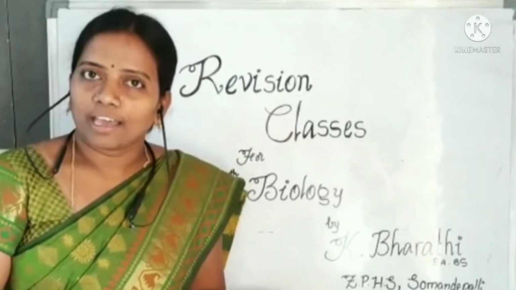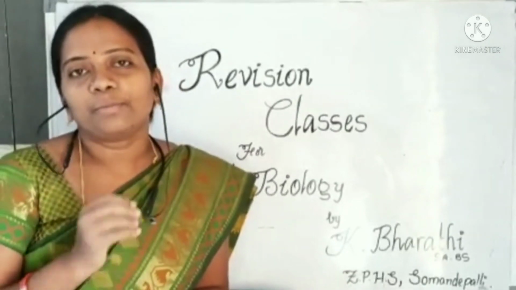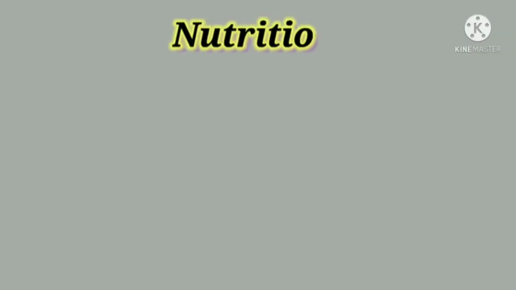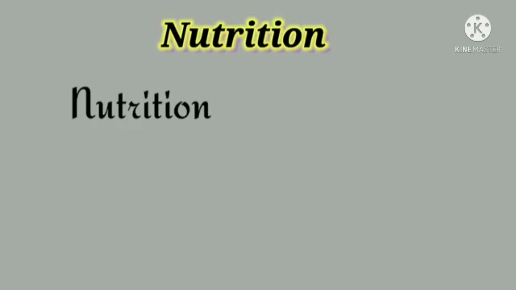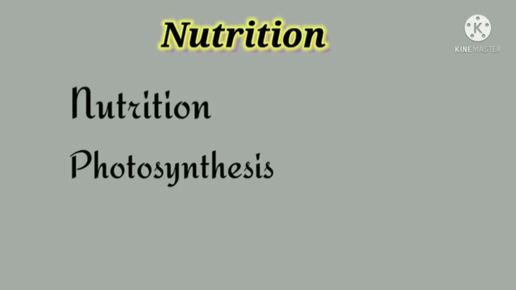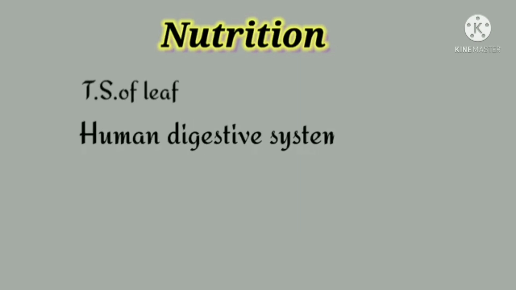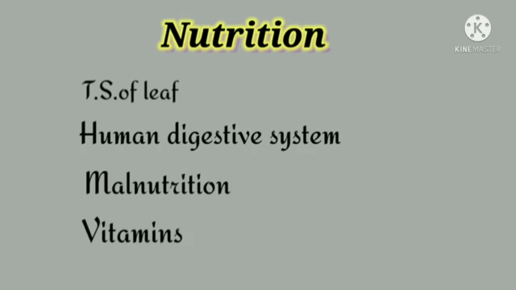In this session, I am going to explain some important topics from first lesson, that is nutrition. Types of nutrition, the definition of photosynthesis, carbon dioxide oxygen experiments, TS of leaf, human digestive system, malnutrition, and vitamins.